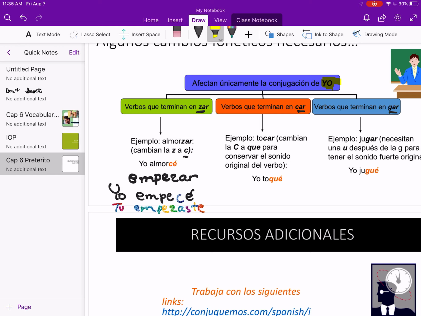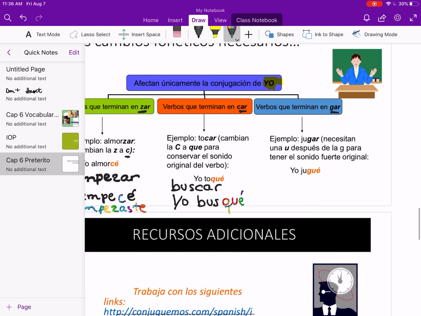¿Sí? Lo mismo con tocar, ¿sí? Tocar o buscar, por ejemplo, to look for, buscar. If you don't change anything, it's just yo busé, and that wouldn't work. Busé, you don't want to say busé. So in Spanish, to keep that k sounding, it says change to QUE. So yo busqué.